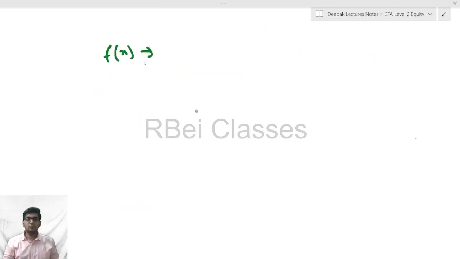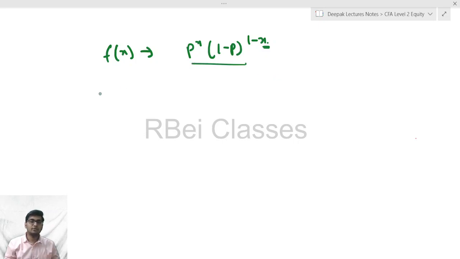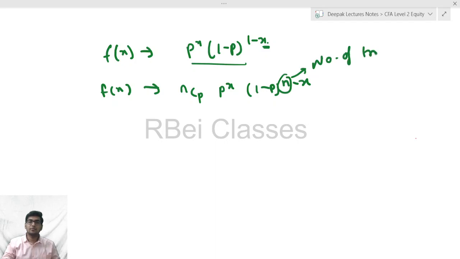Clear? So now, if you want to write down the function for the Bernoulli distribution, it is going to be p^x (1 minus p)^(1 minus x). P is the probability and x is your head. Clear? Now, if this is for Bernoulli, what will be the distribution function for the binomial? The only thing that will be added is nCx. Write down nCx. Clear? Then p^x (1 minus p)^(n minus x). This n is the number of trials. This is something newly added to the Bernoulli distribution.